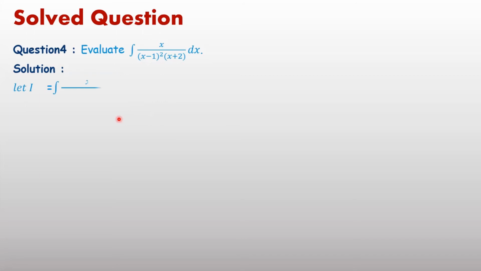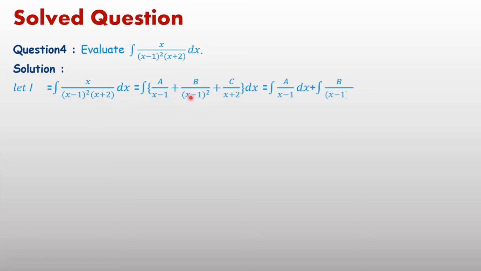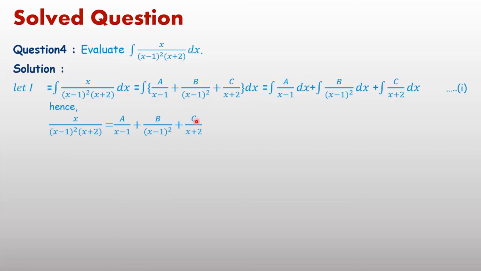In the partial fraction table, remember the assumption part, we can write as a upon x minus 1 plus b upon x minus 1 whole square plus c upon x plus 2. Write separately. Now to find the value of a, b and c, equate: x upon x minus 1 whole square into x plus 2 equal to a upon x minus 1 plus b upon x minus 1 whole square plus c upon x plus 2.